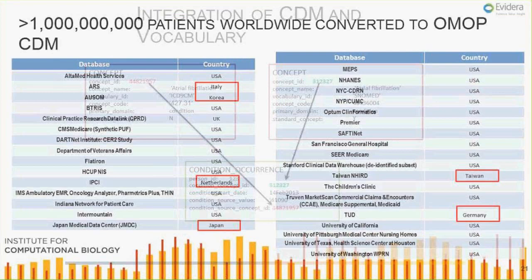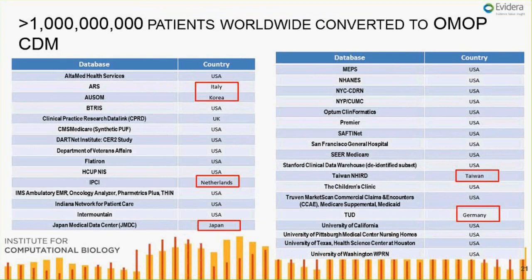So this is just showing you a snapshot, okay, of some of the places that are now using the OMOP common data model, where they're taking all their data and mapping it to this same exact backbone. And maybe some of these places you guys could be excited about collaborating with, okay? I hope so.